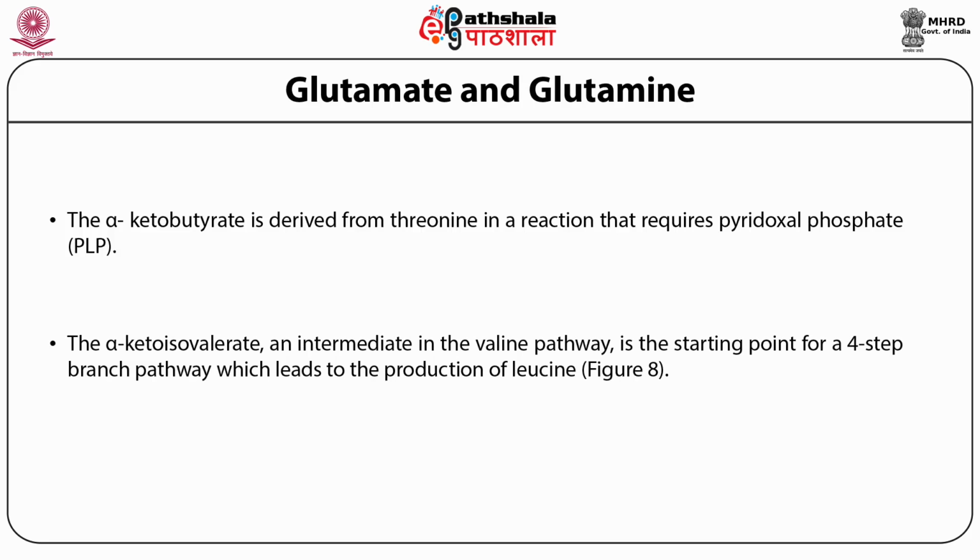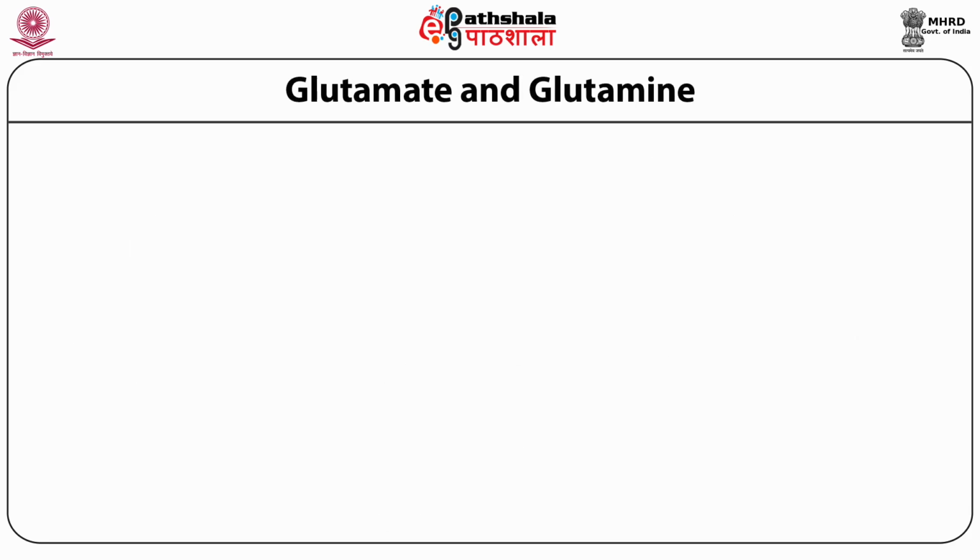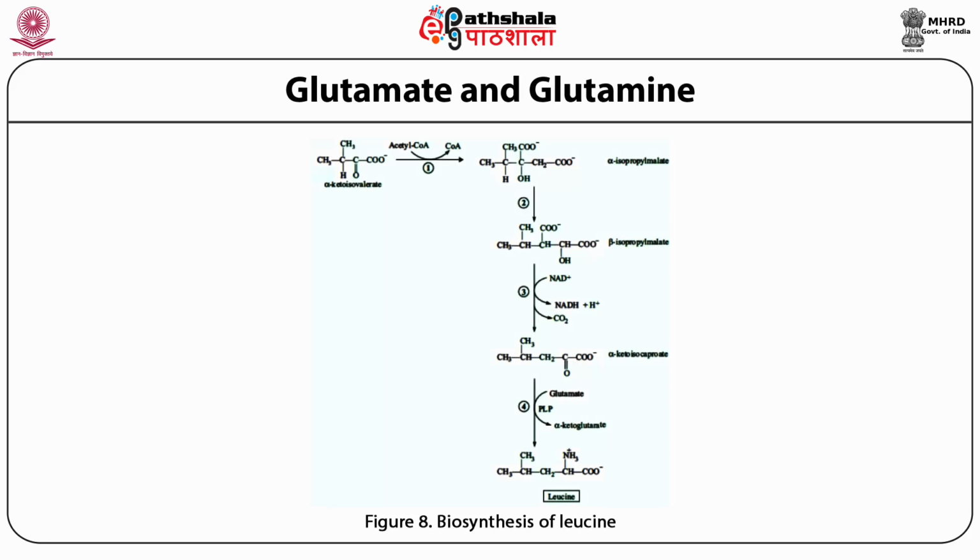Alpha-ketoisovalerate, an intermediate in the valine pathway, is the starting point of a four-step branch pathway, which leads to the production of leucine, as shown in the figure. The figure shows the biosynthesis of leucine.